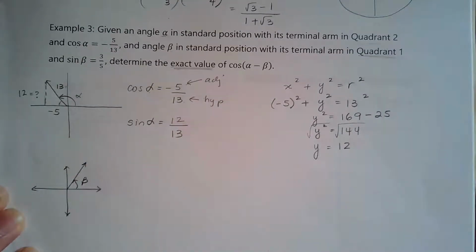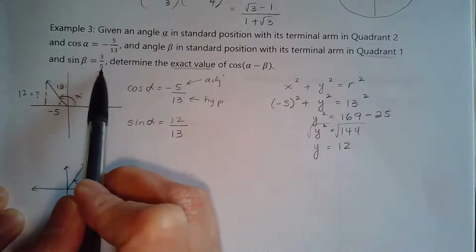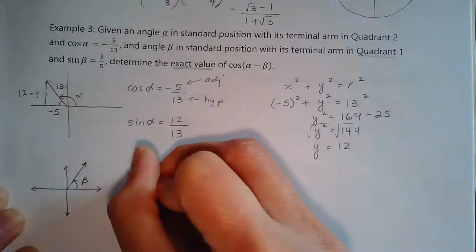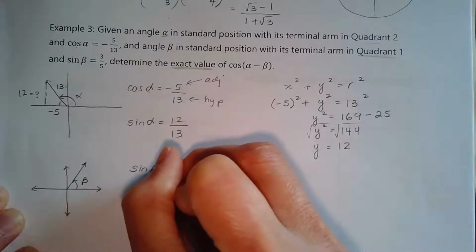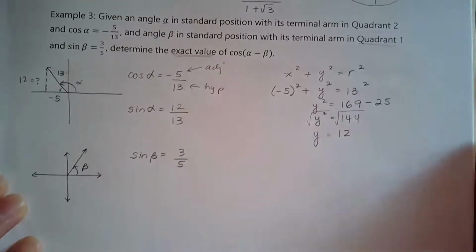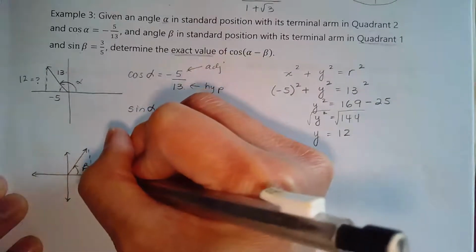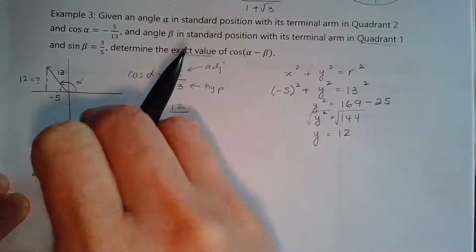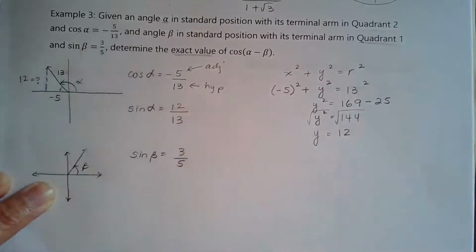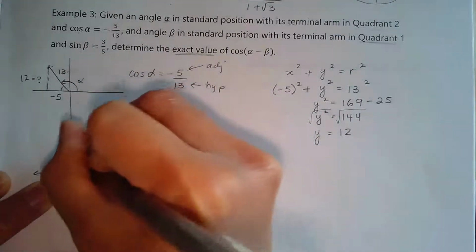So what did they say? They said sine of beta is 3/5. That's the information that they gave us. Sine of beta equals 3 over 5. So that means, okay, I'm going to bring this down here. Make that a little bit smaller.